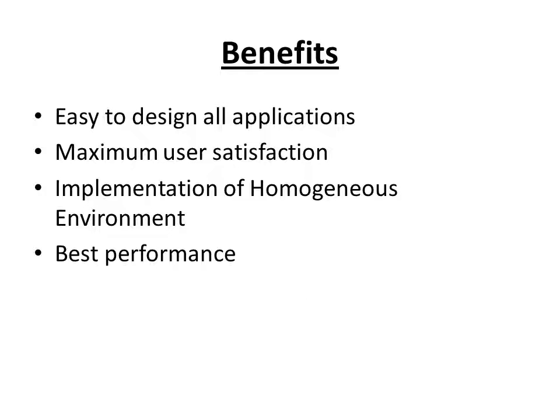What are the benefits of two-tier architecture? It is easy to design all applications. Maximum user satisfaction: the maximum number of users will get satisfied here. Implementation of a homogeneous environment is possible. And the two-tier architecture gives the best performance.